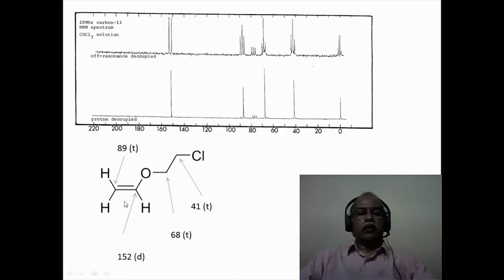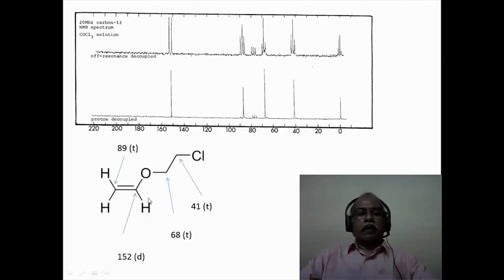Now in the carbon-13, one should see two olefinic carbons, of which one of the olefinic carbons should be at a much lower delta value, because if you delocalize the oxygen lone pair onto the double bond, this particular carbon will be electron rich in nature. This is a vinyl ether. So the electron rich carbon is going to be highly shielded, and that comes around 89 ppm or so, which is this peak here. And it's also clearly a triplet in the off resonance spectrum, indicating that there are two hydrogens attached to that particular carbon.